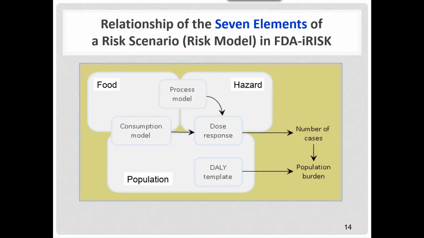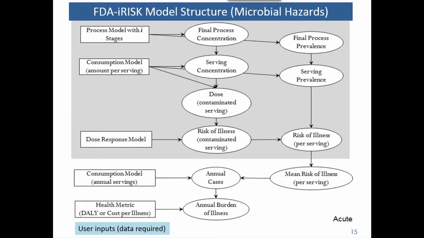What we see in this figure is the relationship of the 7 elements of a risk scenario. When the user creates a risk scenario in FDA-iRISK, it must include data and information for the 7 elements in order to predict risk to the consumer, which is what we care the most about in food safety. This fundamental approach in FDA-iRISK has not changed in version 2.